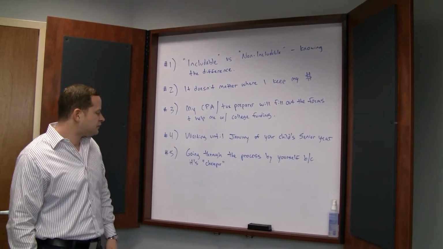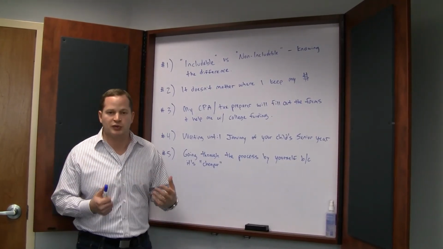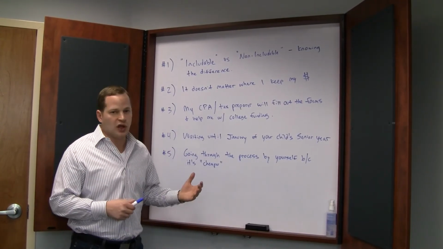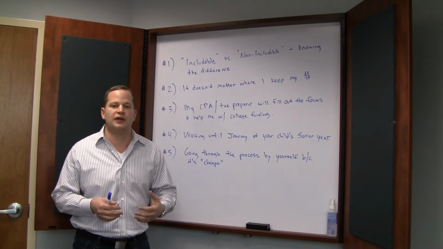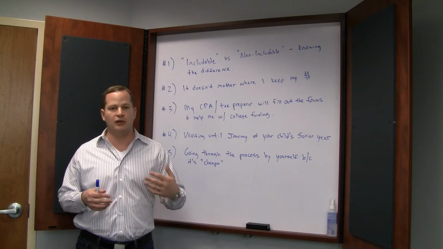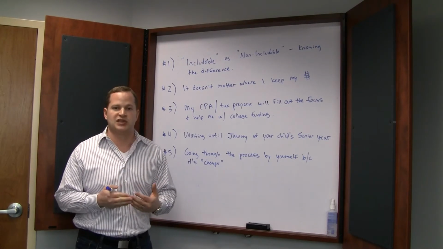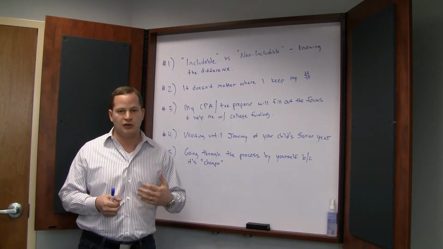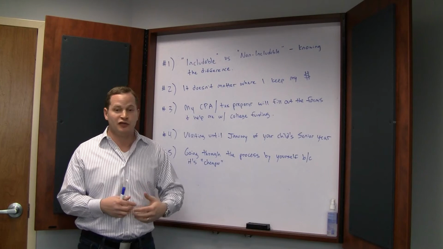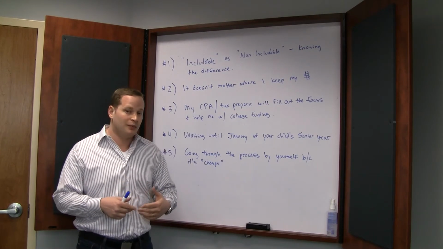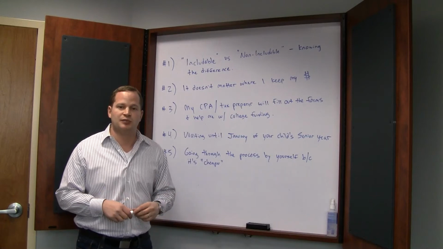Number 5, going through the process by yourself because it's cheaper. And I love it when people say this, and the colleges will love you for this. So many people are so quick to go to the doctor when they're sick, or they'll pay a lawyer if they're sued. But when it comes to one of the biggest expenses they're going to have, where they're going to shell out 20, 30, 40, 50,000 plus per year for one kid, you're talking about an insane amount of money that people want to be penny wise and pound foolish about.